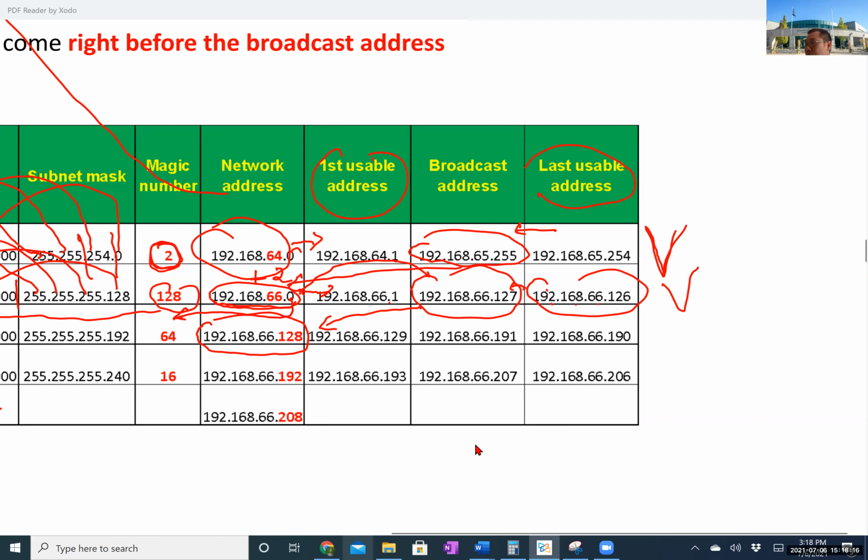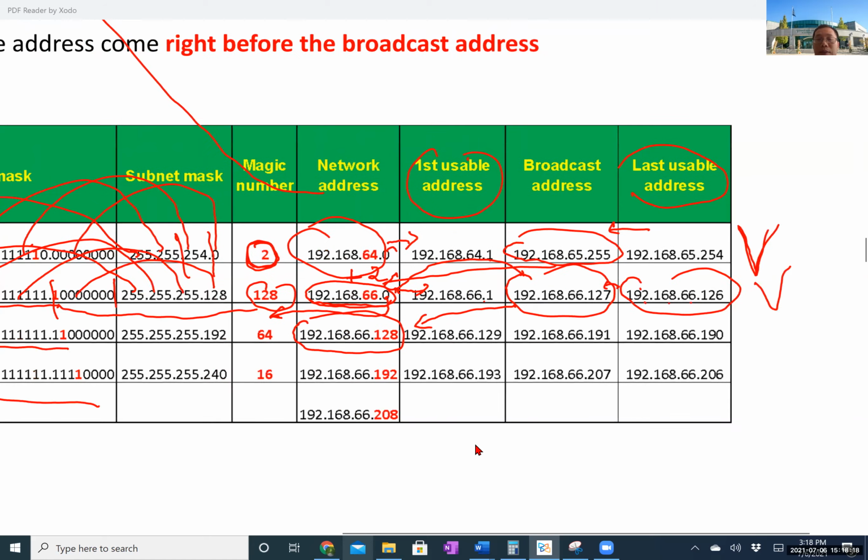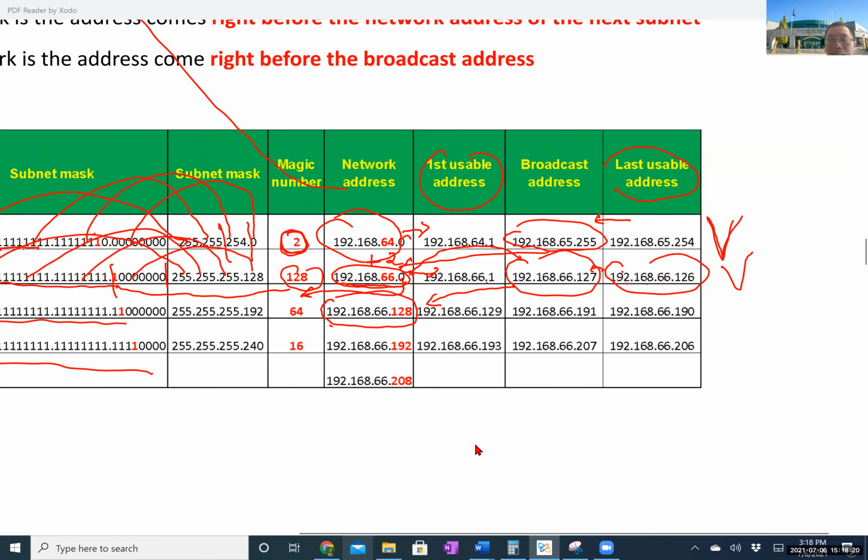Now we do the same. You just keep doing the same with the third one. The third one, this is a network address. This is a magic number 64 in the fourth octet. So add it up with the magic number, and you have the network address of the fourth one here.